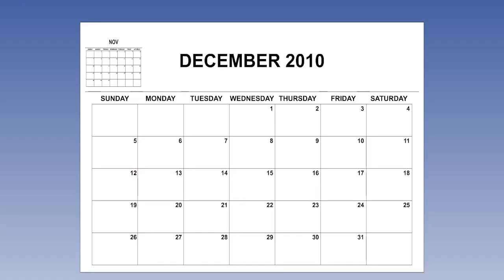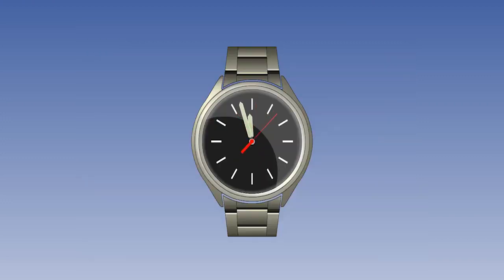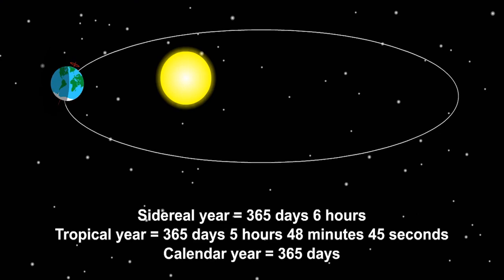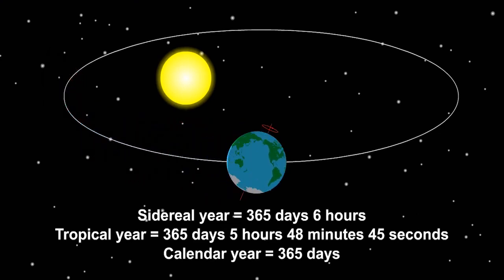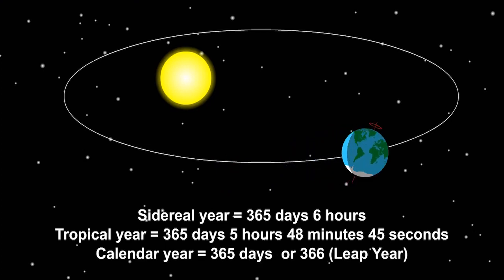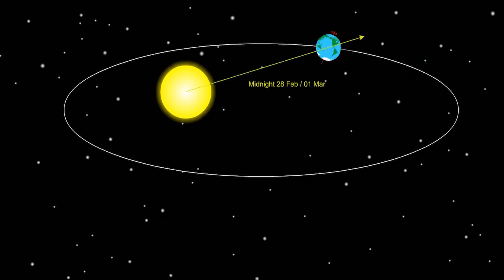But we cannot run a calendar and have a quarter of a day left over at the end of the year. The new year has to start with a new day at midnight, not 6 hours into January the 1st. Therefore, we have a calendar year of 365 days, except when it's 366. This explains why we have leap years.